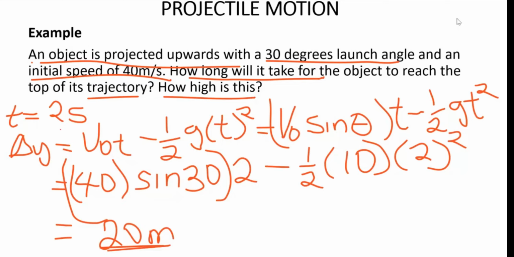That answers how long it takes the object to reach the top of the trajectory. Okay. All right, so this is the end of projectile motion, and this is the last subtopic in kinematics.